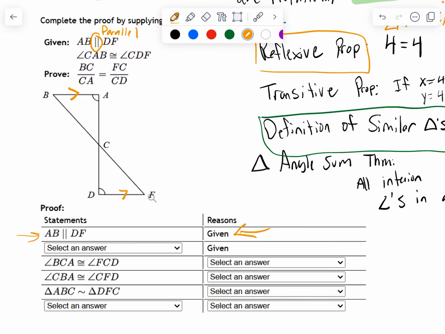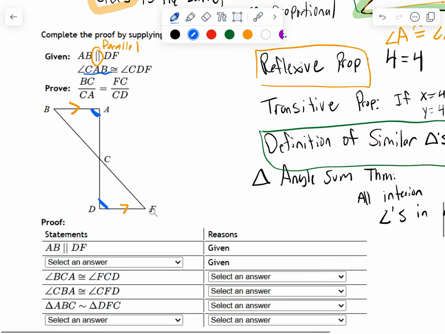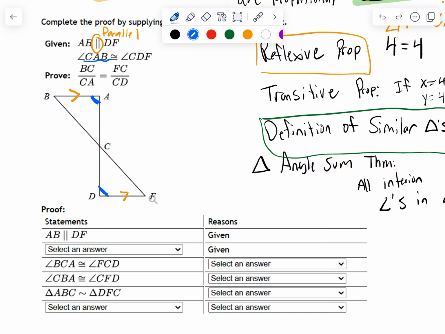Now, the next one, we can see that it's also given to us. What else are we given? Well, we're told that angle CAB, is that little portion right there, is congruent to CDF. So we're told that those two are the same thing, the same number, the same angle. So if that was 20, this is also 20, kind of a thing. So all we're going to do is in my box here, I'll say angle CAB is congruent to angle CDF.